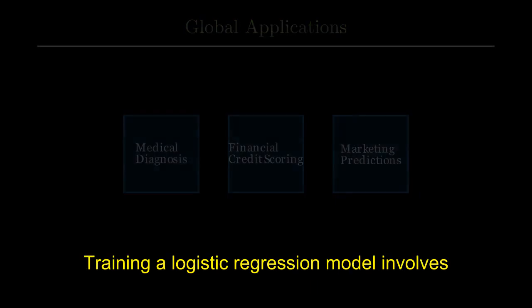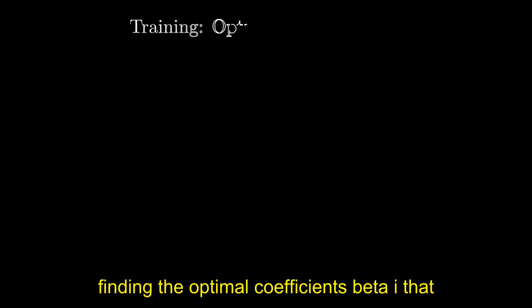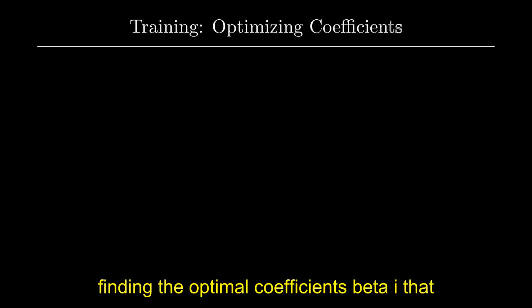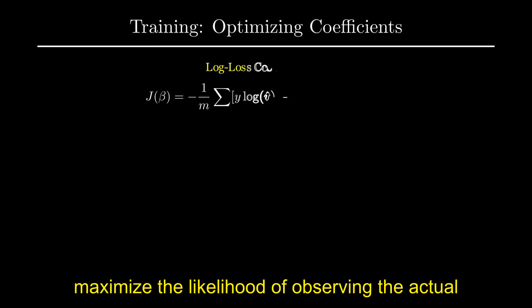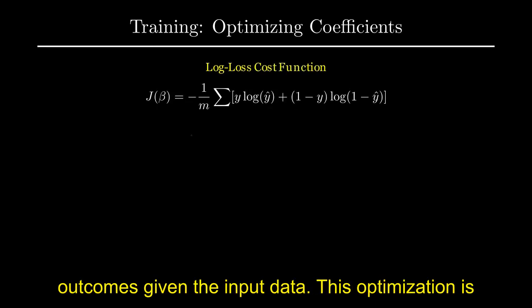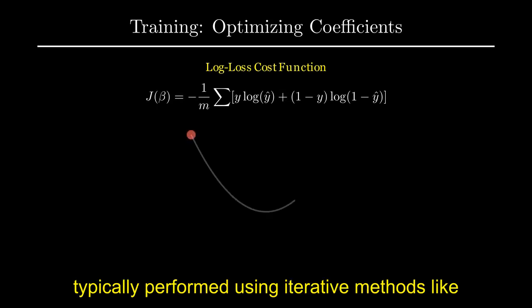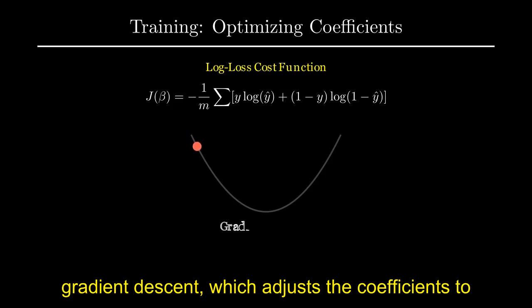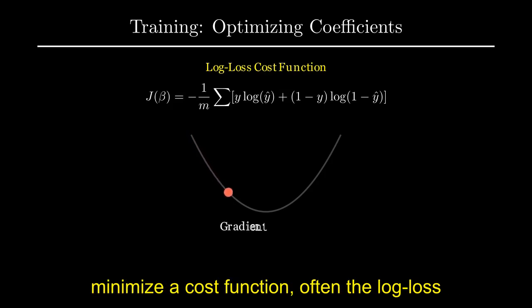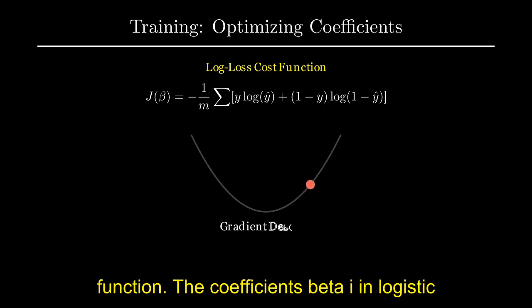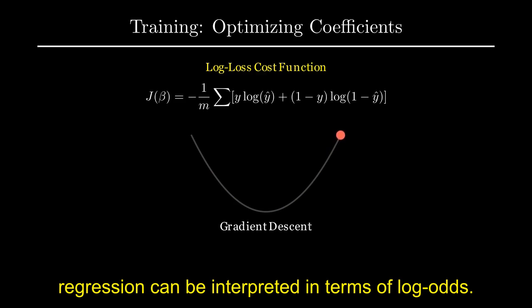Training a logistic regression model involves finding the optimal coefficients beta_i that maximize the likelihood of observing the actual outcomes given the input data. This optimization is typically performed using iterative methods like gradient descent, which adjusts the coefficients to minimize a cost function, often the log-loss function. The coefficients beta_i in logistic regression can be interpreted in terms of log odds.